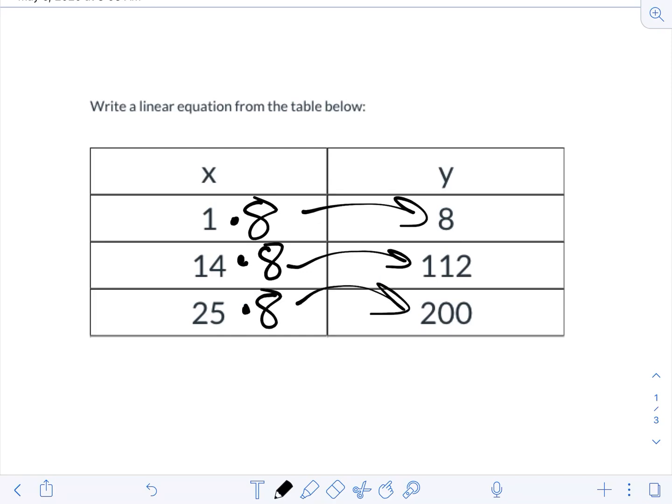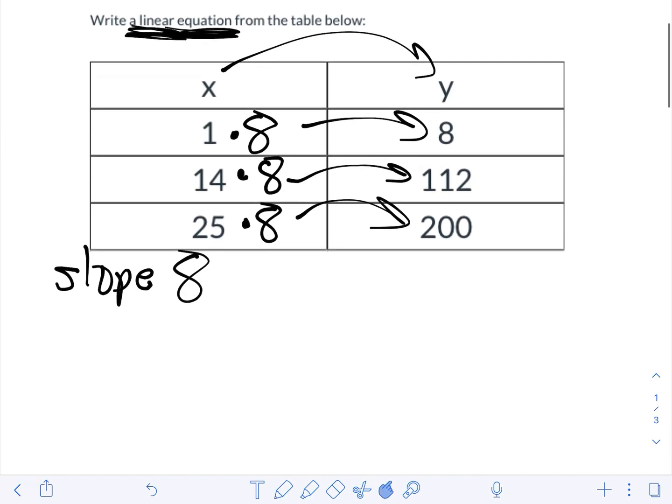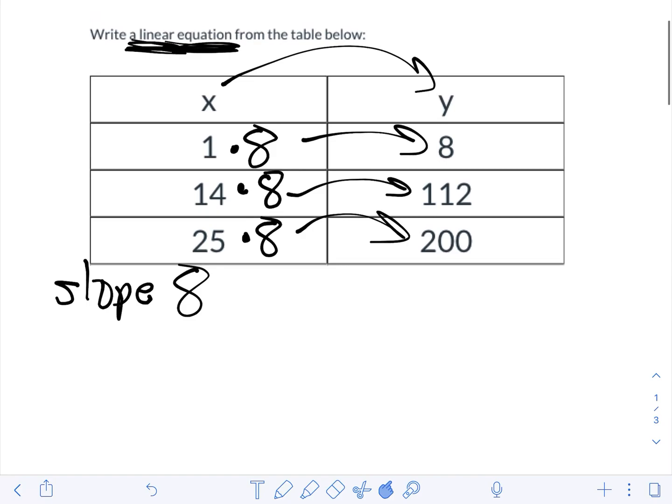If you saw that and could find it, then that means your slope is 8, and your equation is just the steps it takes to turn x into y. That's all a linear equation is. So, what do you have to do to turn an x into a y? Well, multiply it by 8. So here's what you type in. You type in y equals, the coefficient first, 8x, and that is your equation.